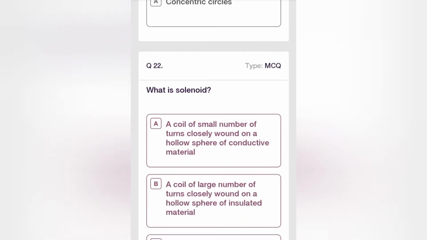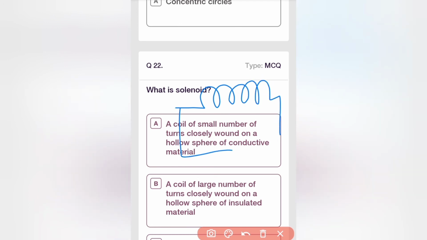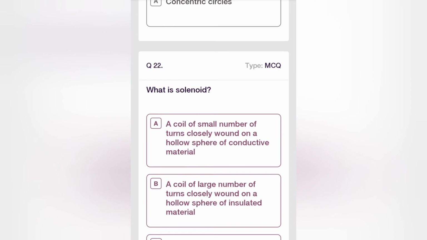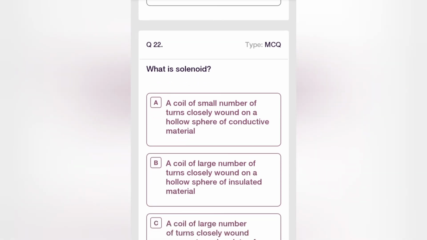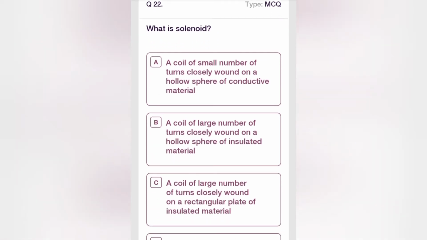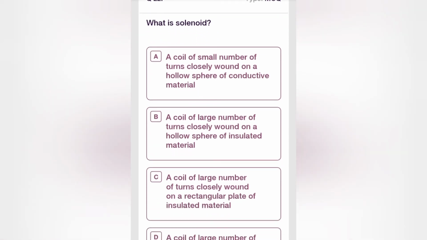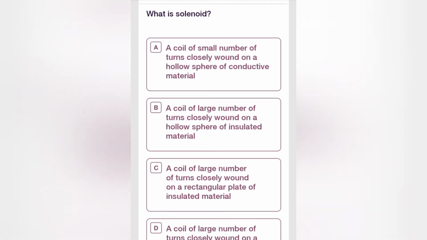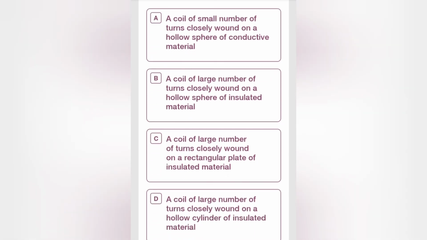What is a solenoid? Just now we have discussed, a solenoid is a coil of large number of turns closely wound in the form of a cylinder. Let us see which option is correct. A coil of small number of turns closely wound on a hollow sphere of conductive material. No. A coil of large number of turns closely wound on a hollow sphere of insulated material. No. A coil of large number of turns closely wound on a rectangular plate of insulated material. No. A coil of large number of turns closely wound on a hollow cylinder of insulated material. That's right. Option B is the correct answer.